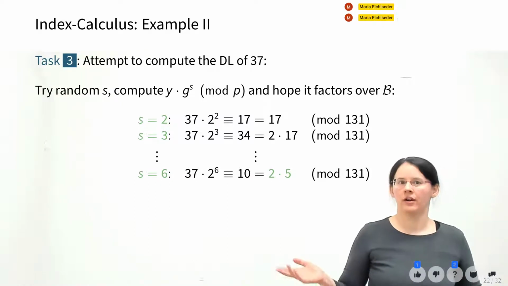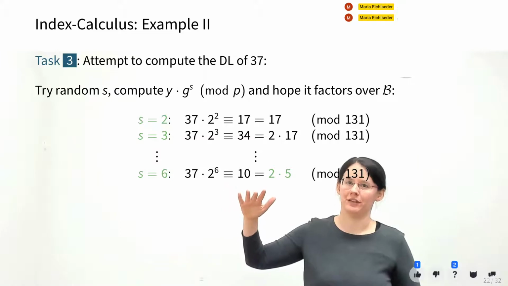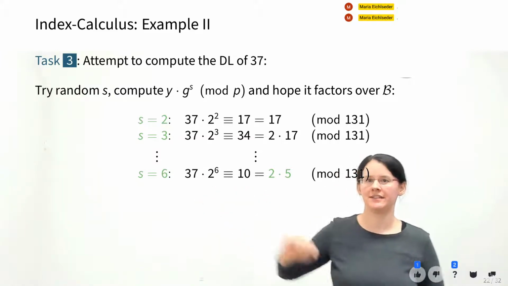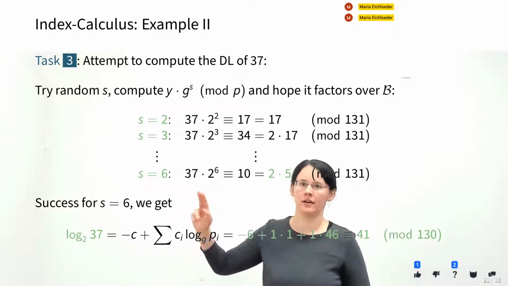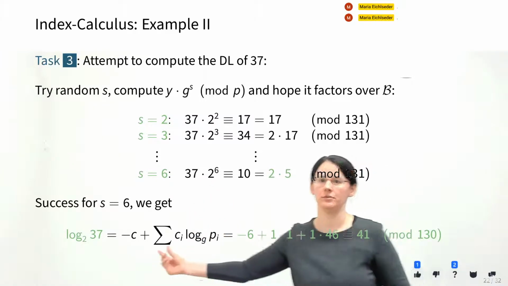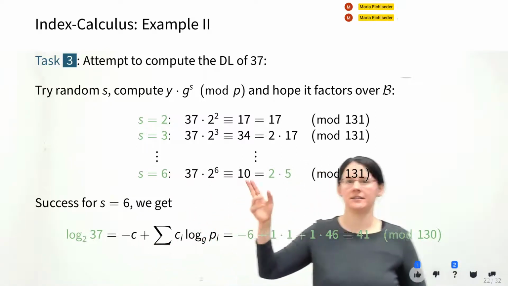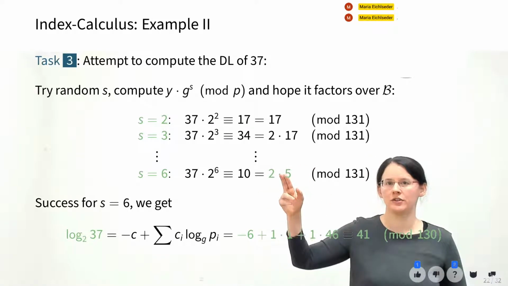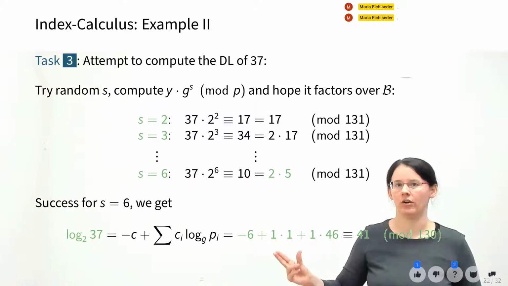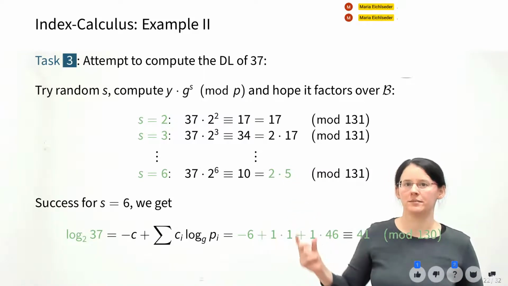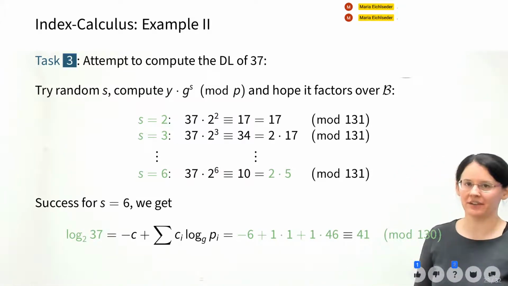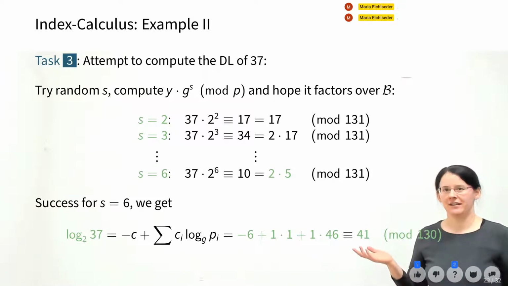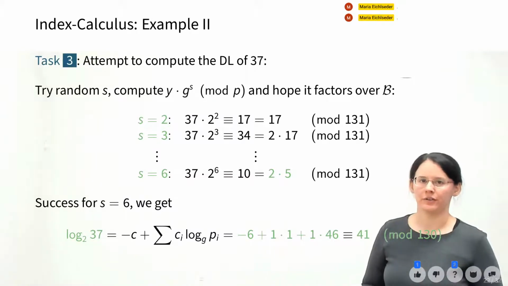What do we do now? We again rewrite our lovely equation in terms of exponents only. So on the left-hand side, we have the logarithm of 37, our big unknown that we want to find, plus 6, which is written here on the other side, minus 6, plus now everything I need to build these ones here. So it's 1 times the logarithm of 2 plus 1 times the logarithm of 5. And if I sum all of them up, I get my result of 41. Okay, so this is our final discrete logarithm, the logarithm of 37.